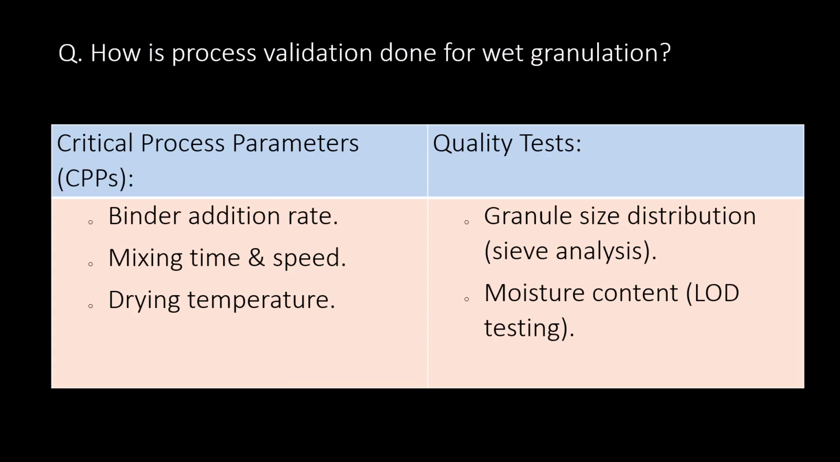This can be resolved by optimizing drying process. How is process validation done for wet granulation? Process validation is done with the following critical process parameters, that is CPPs, and quality tests. CPPs include binder addition rate, mixing time and speed, and drying temperature, whereas quality tests include granule size distribution and moisture content.